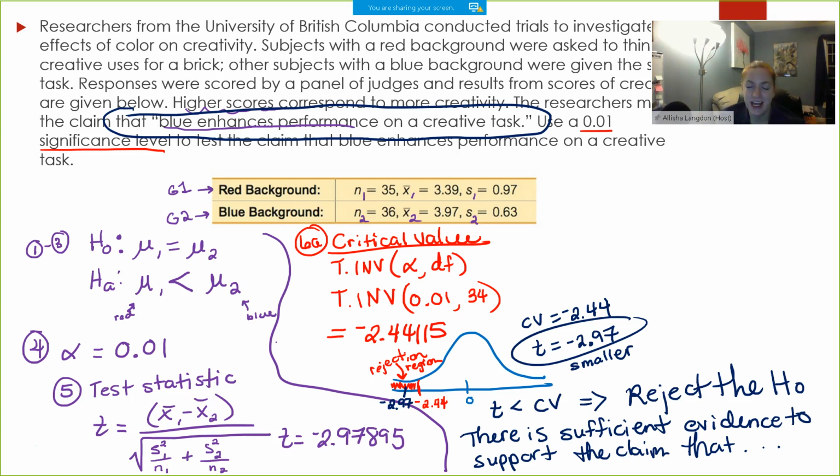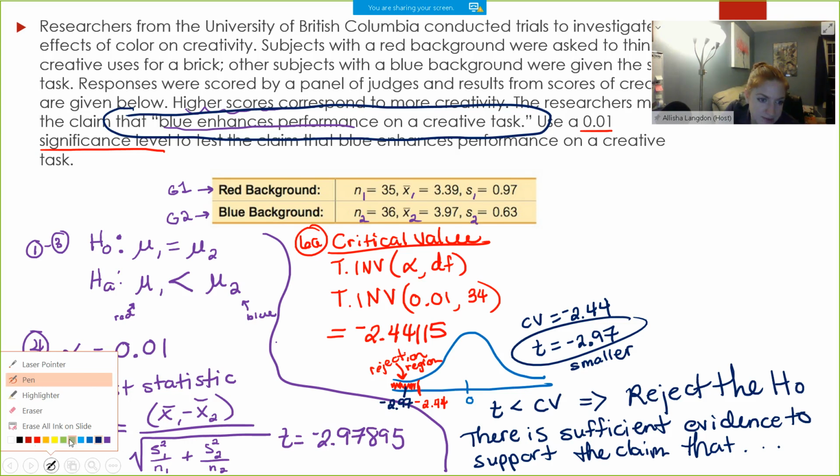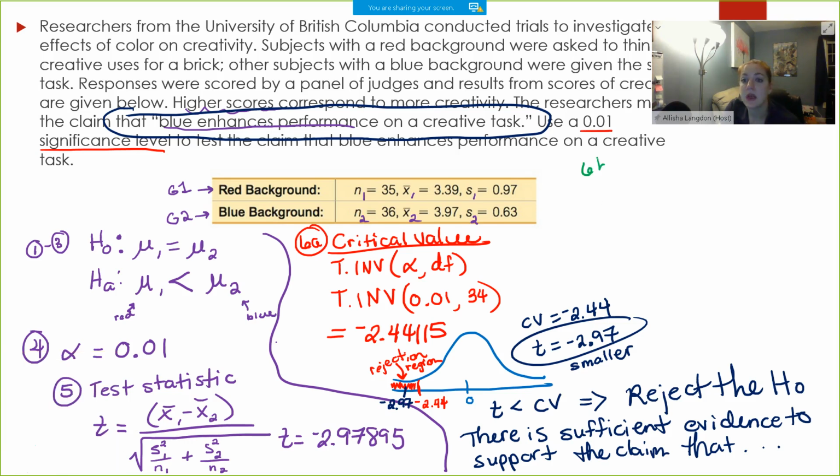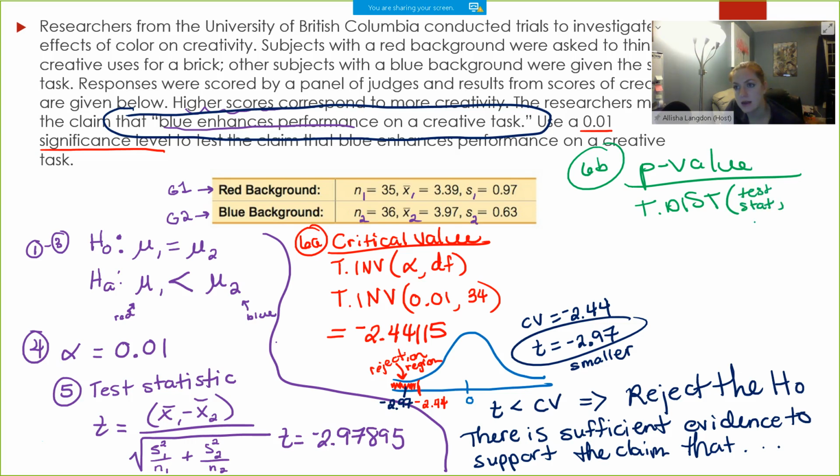Who knows? Anyways, we have to do the other 6B, right? We almost forgot about it. Oh no! So 6B, don't forget about your p-value. We can do that real quick. We're going to use t.dist. Since it is left tail, we just plug in our test statistic, and then the degrees of freedom, and true, like we normally do.